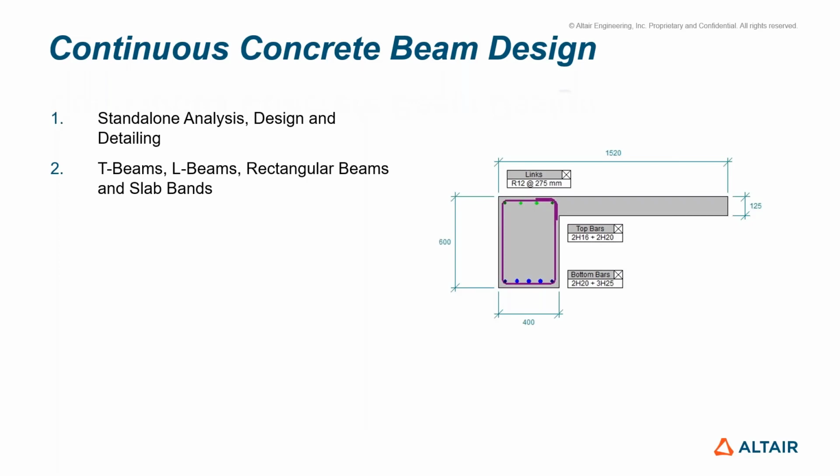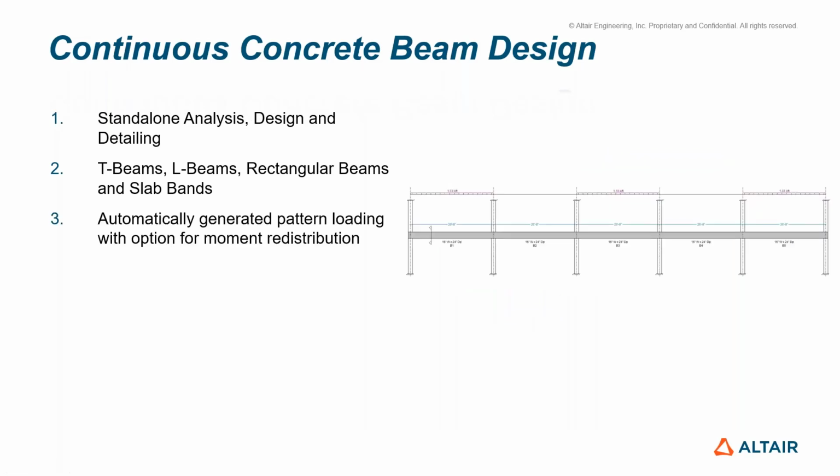Now it runs various code checks and it supports automated design. And it uses T beams, L beams, rectangular beams, and it can also design slab bands. It has the ability to automatically generate pattern loading with options for moment redistribution and so on. There are multiple design codes to choose from. As the email that you've received mentioned, we're going to go over an example using ACI 318-19, which is supported in the software. And it also includes automatic reporting, so you can get engineering design reports out of the software very easily without having to click multiple buttons or generate a lot of information beforehand. And it's great for documenting your design and understanding how the software came up with that design.